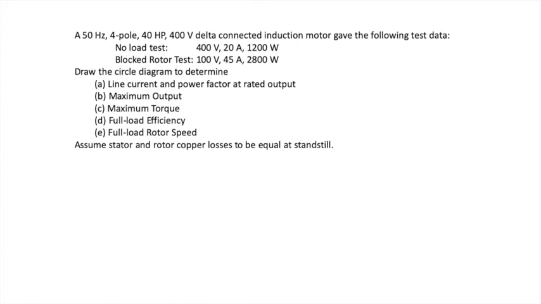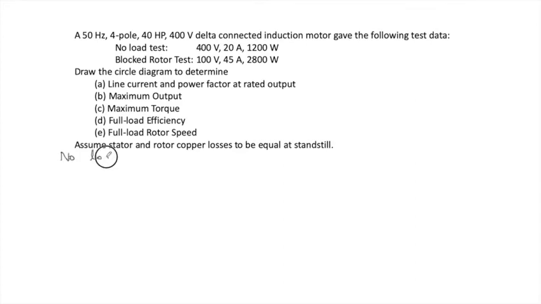By drawing the circle diagram, you have to determine the line current and the power factor at rated output, the maximum output, maximum torque, full load efficiency, and full load rotor speed, assuming that stator and rotor copper losses are equal at standstill. The first thing we'll do is obtain some data from the test results.